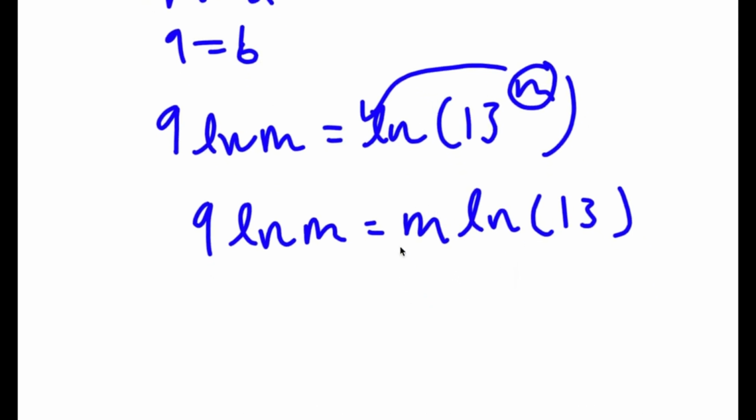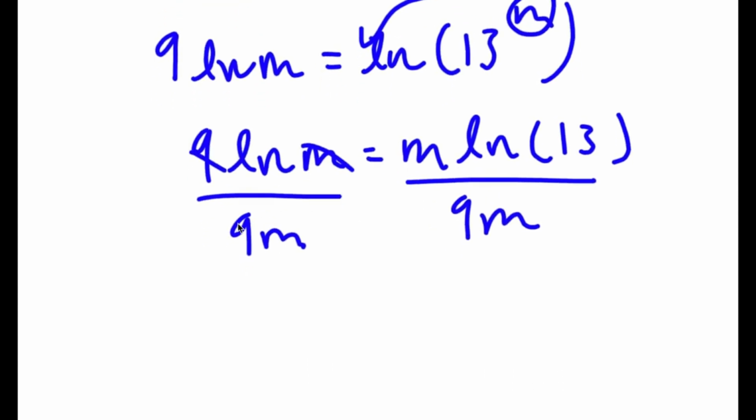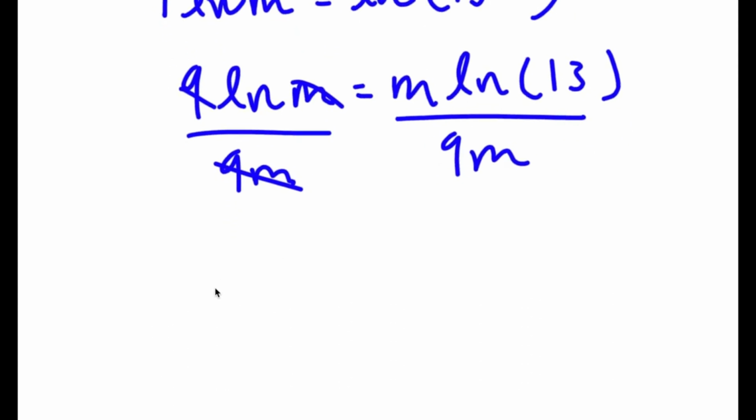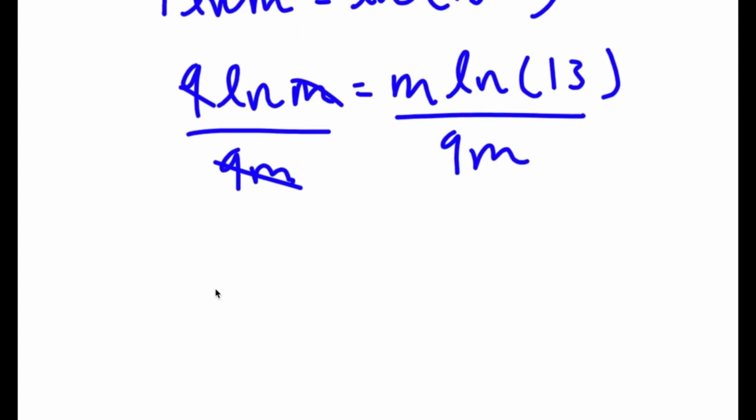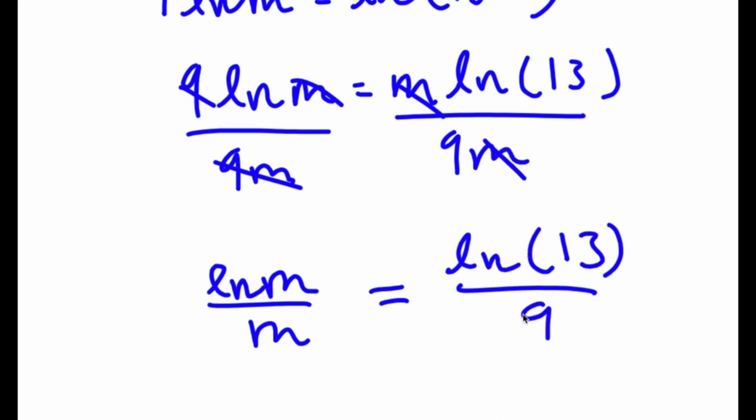Now what I'm going to do is divide both sides by 9m. So then these two would cancel out, and I would be left with ln m over m is equal to, these two would cancel out, so ln 13 over 9.